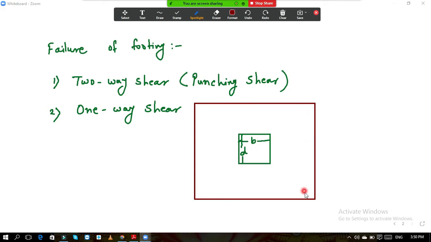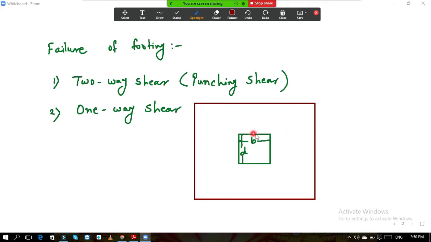And now this is the footing. Some cross section is there for this footing, but we will not go into the depth right now. So what is the meaning of punching shear? What is happening on this footing? This column rests on it, so what does this column try to do? This column tries to penetrate through this footing.